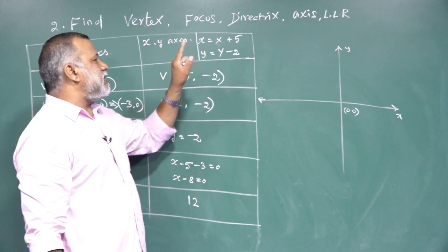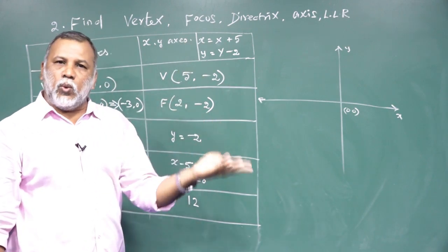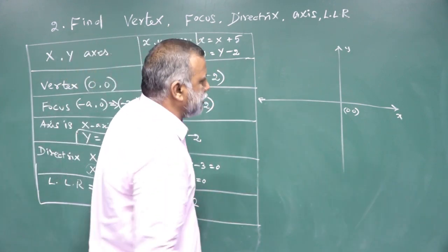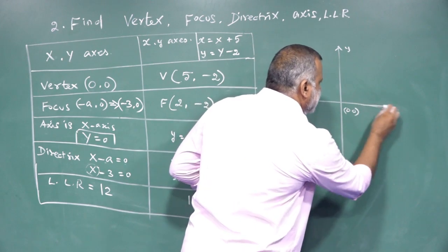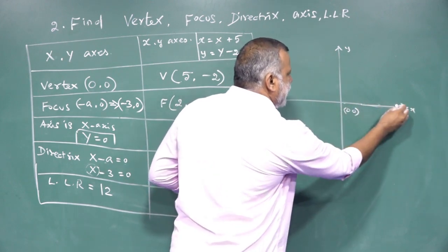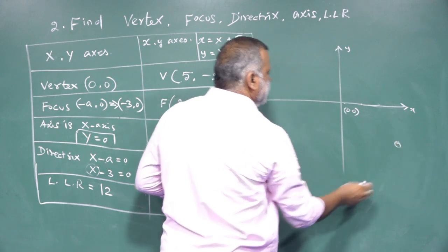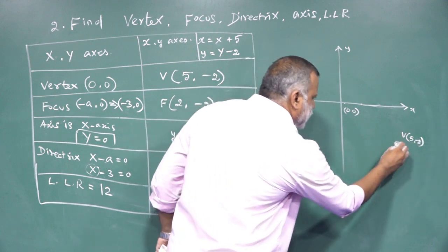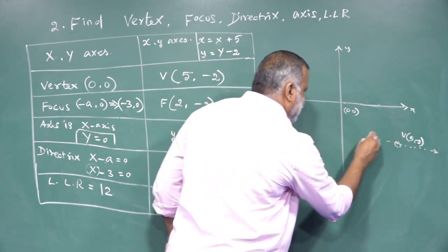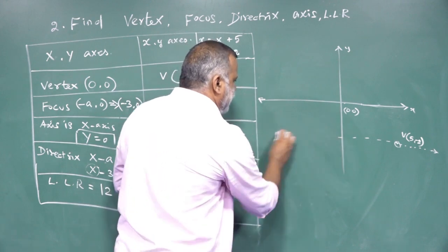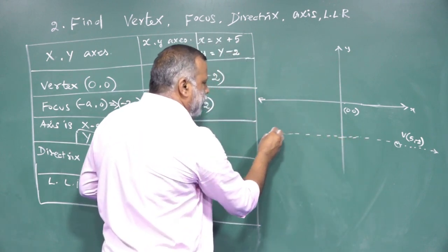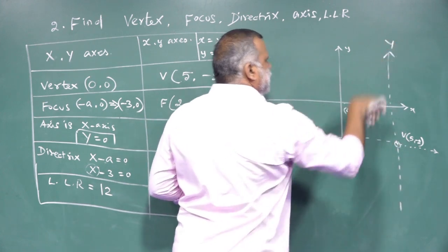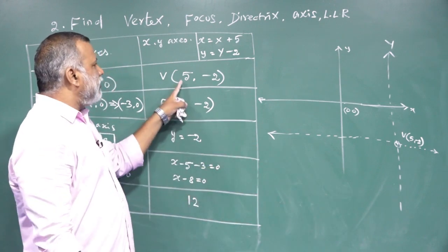Here we are able to plot 5, minus 2. X is positive, y is negative, so it lies in the fourth quadrant. So x takes positive, 5 units here, and minus 2 units. That's all. So here the vertex V is 5, minus 2. Use the dotted lines, then only you are able to differentiate the small x and small y. This is capital Y. So the vertex is shifting to 5, minus 2.